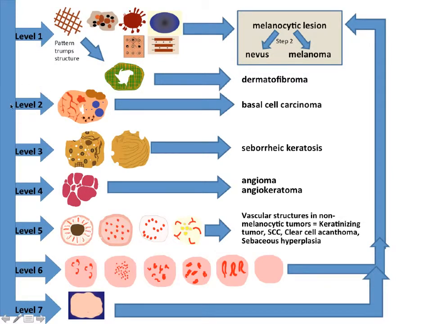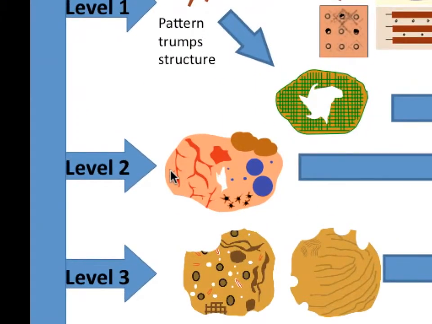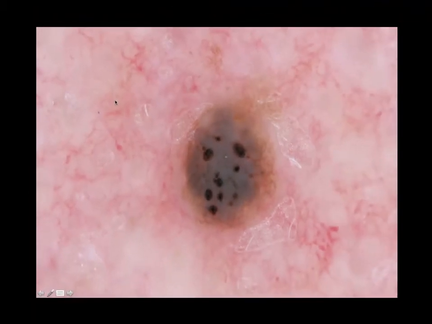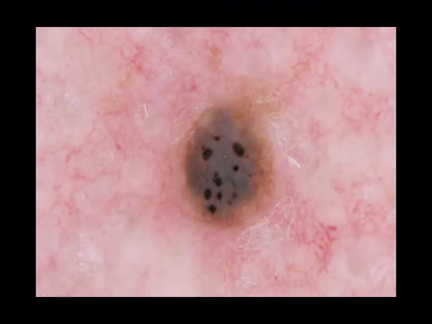we move on to the level 2 decision, and we look for specific criteria for BCC, for basal cell carcinoma, such as arborizing telangiectasia, shiny white streaks, spoke wheel-like structures, blue-gray ovoid nests, multiple blue-gray dots and globules, leaf-like areas. Do we see any of those? No, we don't see any of those.